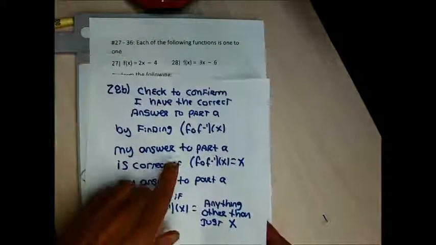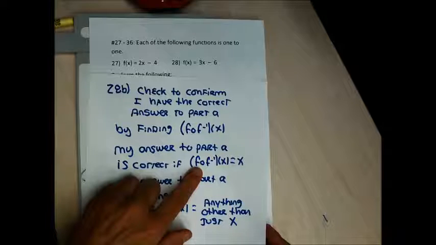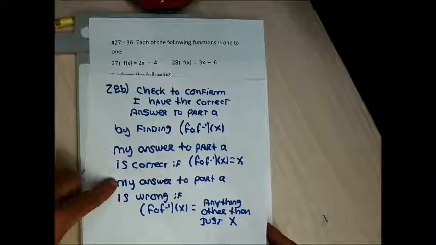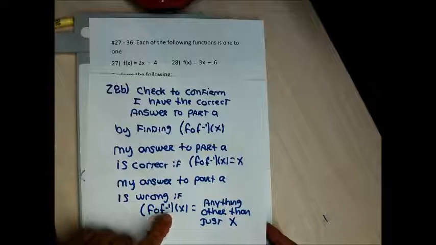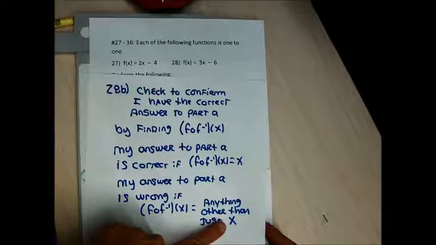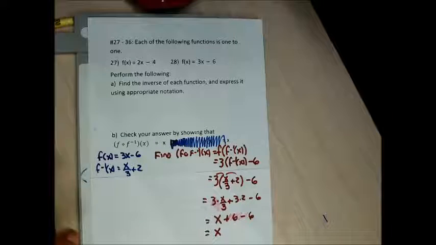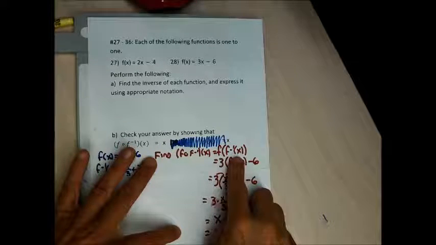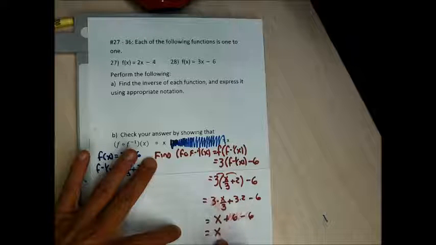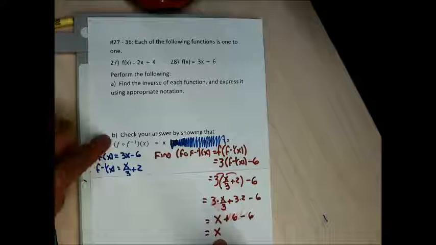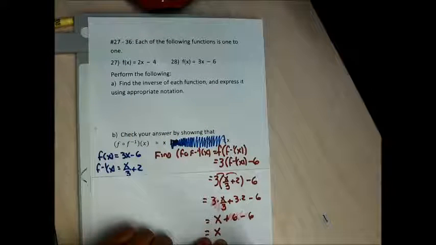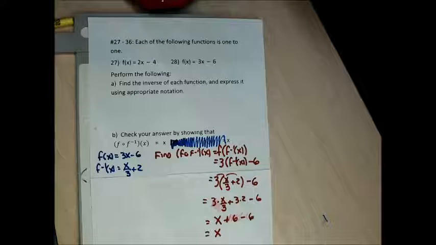My answer to part A is right if I find f composed with f inverse of x and it equals x. My answer to part A is wrong if I find f composed with f inverse of x and it equals anything other than x. Because I just found f composed with f inverse of x by finding f inverse of x and doing the algebra, because it came out to x, I've checked my answer and I know my answer is correct. If this algebra would have produced something other than just the single letter x, my answer would not be correct.